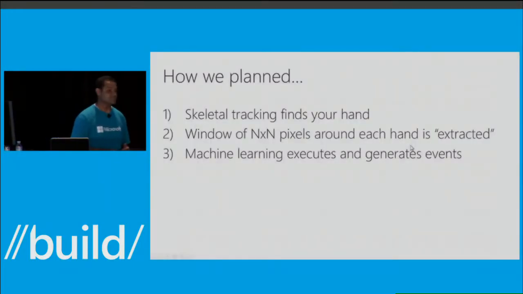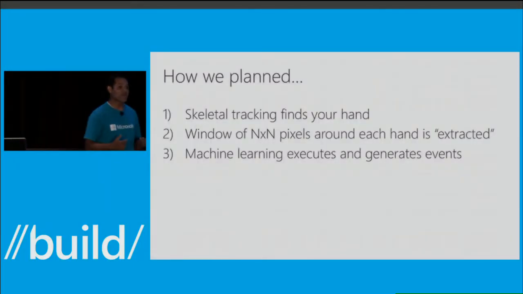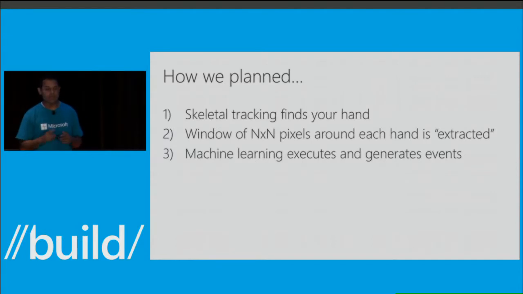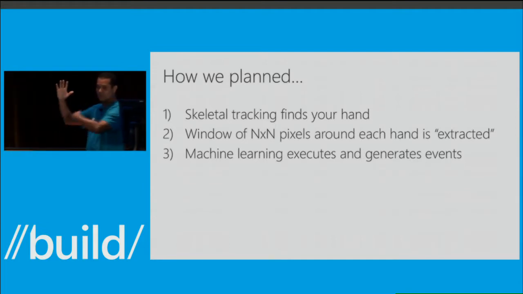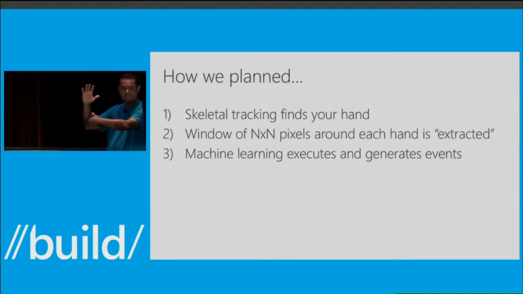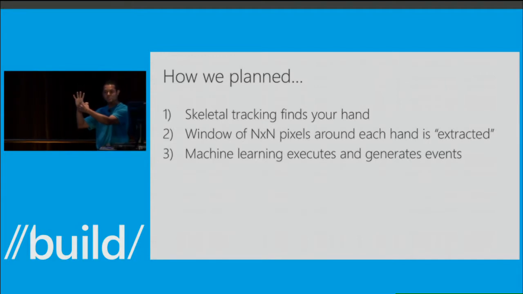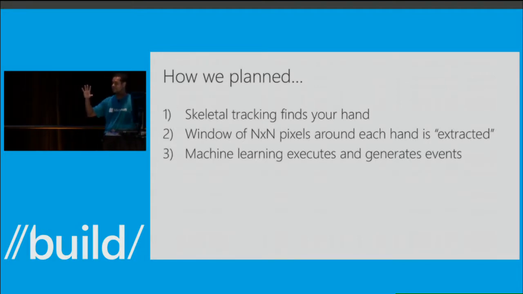So what did we think we would have to do? Well, we know we have skeletal tracking. So let's think for a minute. Skeletal tracking finds where the hands are. I get a window around that hand, and I use machine learning to try to find in that small picture if the hand is open or closed, or, the most important, if the hand is gripping or releasing something.